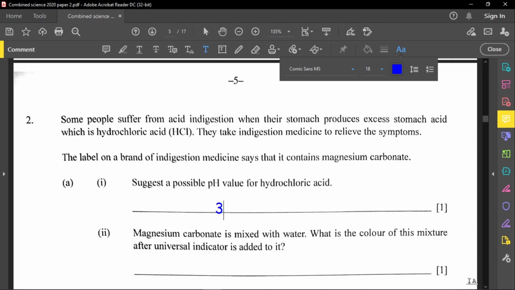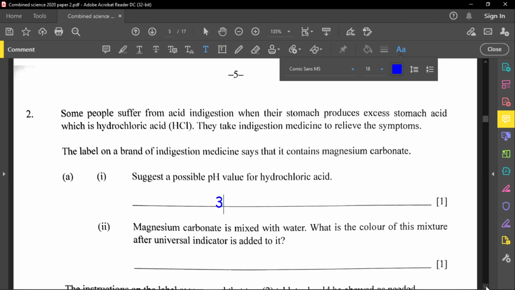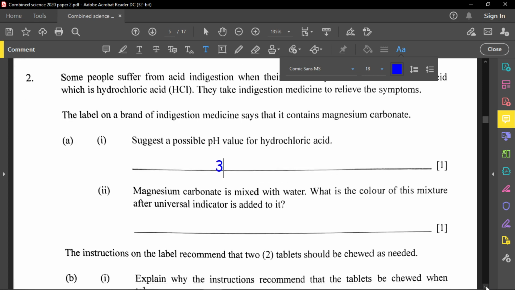All right. And now we say that magnesium carbonate is mixed with water. What is the color of this mixture after universal indicator is added? So when universal indicator is added right here, it will become green, because green will be the neutral color on the universal indicator paper. If we're moving towards red, yellowish red, then it will be acid, so you have red to yellow, which is acidic, and then green will be neutral. Moving from green towards blue to violet will be alkaline.